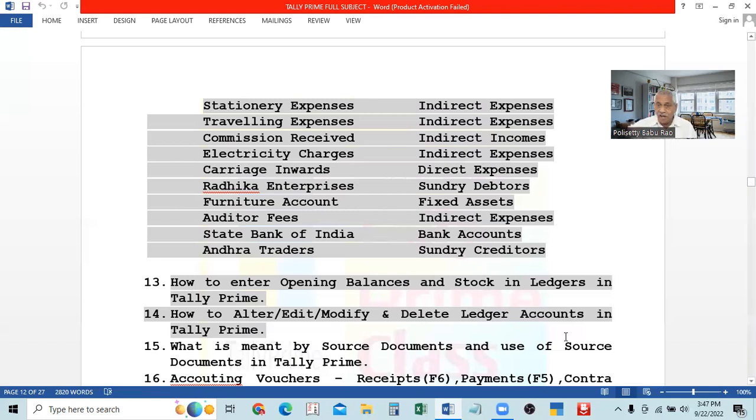And when you are selling the goods, along with the goods we will issue the invoice, and that invoice will be sent. When the goods are returned, what is the document? We are calling it sales returns and purchase returns.